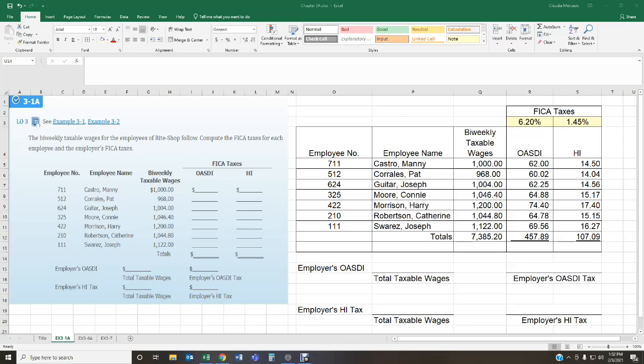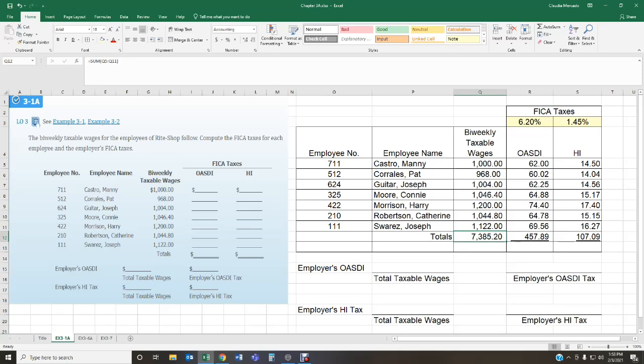Now the employer also has to pay a portion of their taxes for FICA. In order for us to be able to do that, the first thing we do is we get a total of your taxable wages. My total is $7,385.20. That is how much wages I'm paying this pay period.